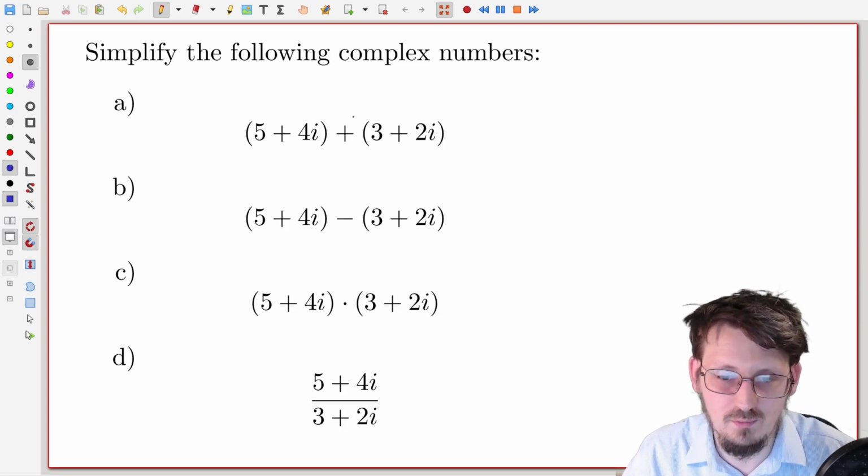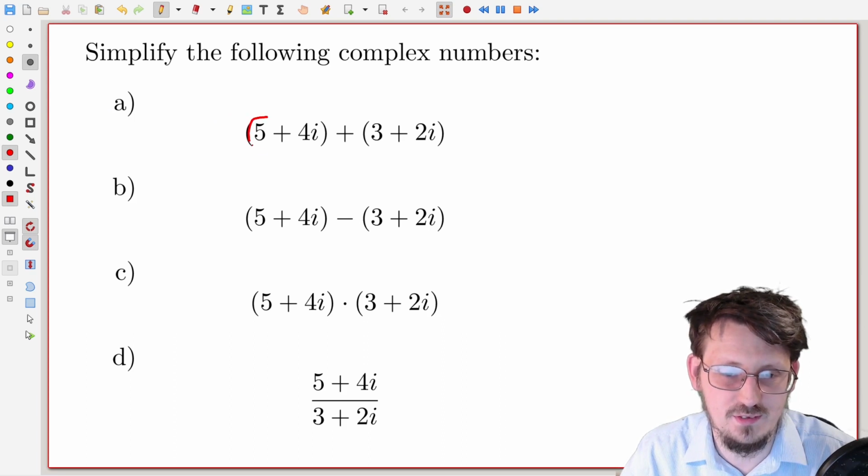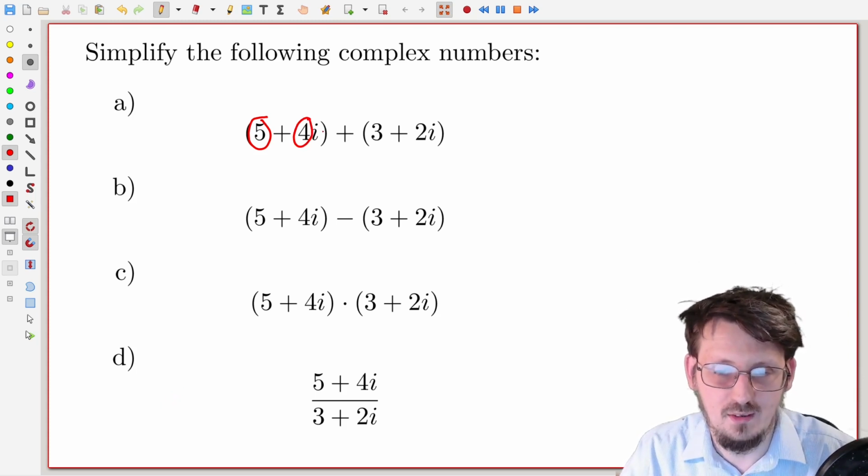So we will start with a very easy problem, which is just a sum of two complex numbers. And as you might know, a complex number always has a real part, which is in this case, for example, a 5, and an imaginary part, which is here a 4, which is multiplied with this imaginary unit i. After summing up these two complex numbers, we want to get a new complex number, which has again a real part and an imaginary part. And this is the simplification that we want to do.